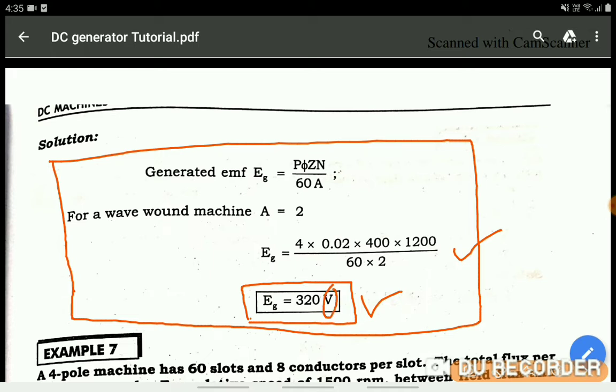Numbers don't have a unit, but all others have a unit. That's why for EG don't forget to specify the unit of the generated EMF.